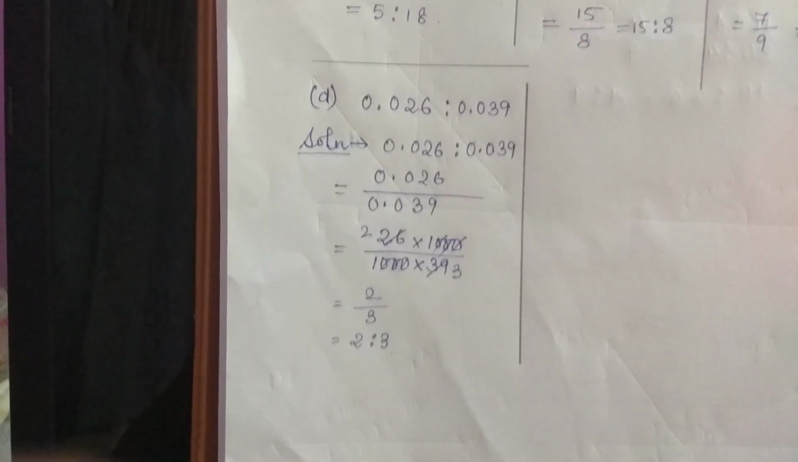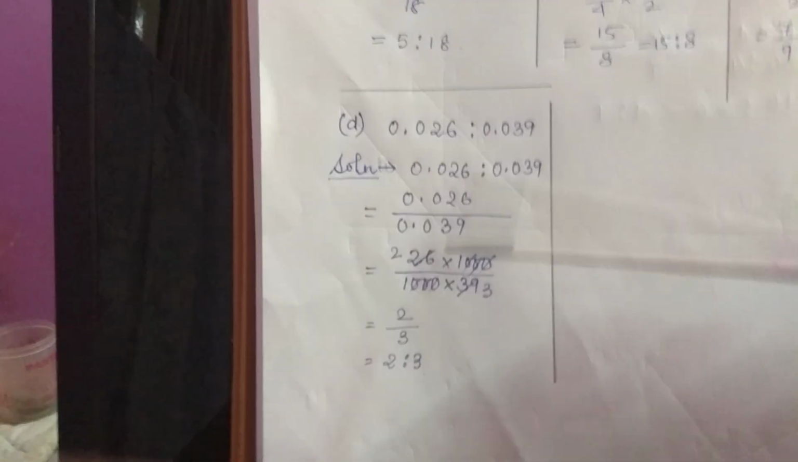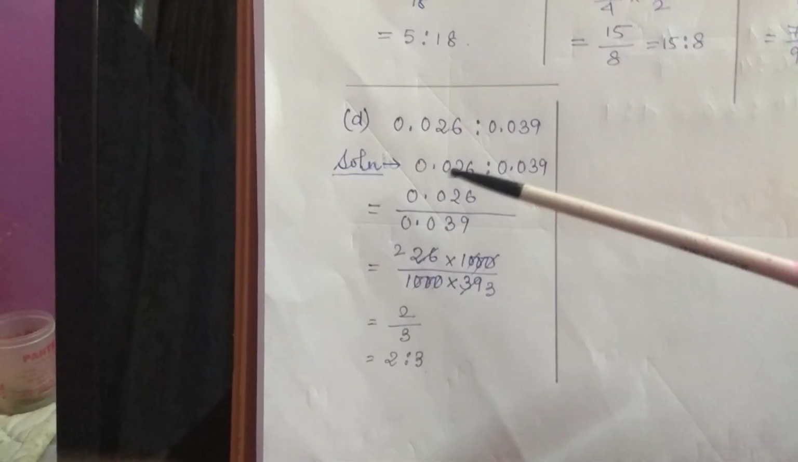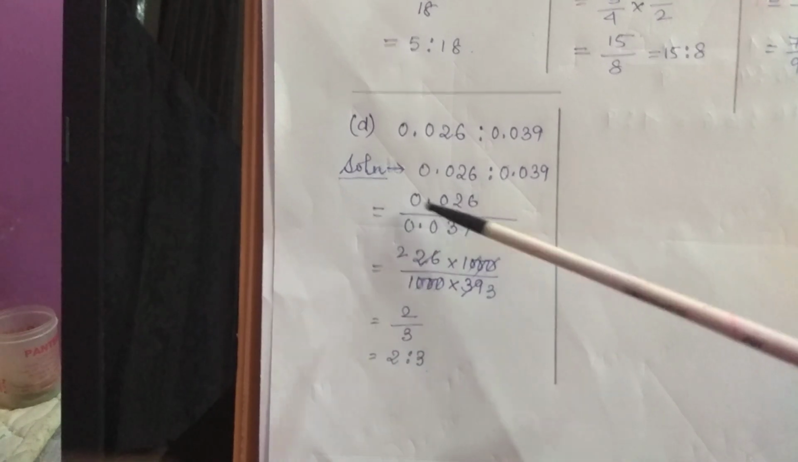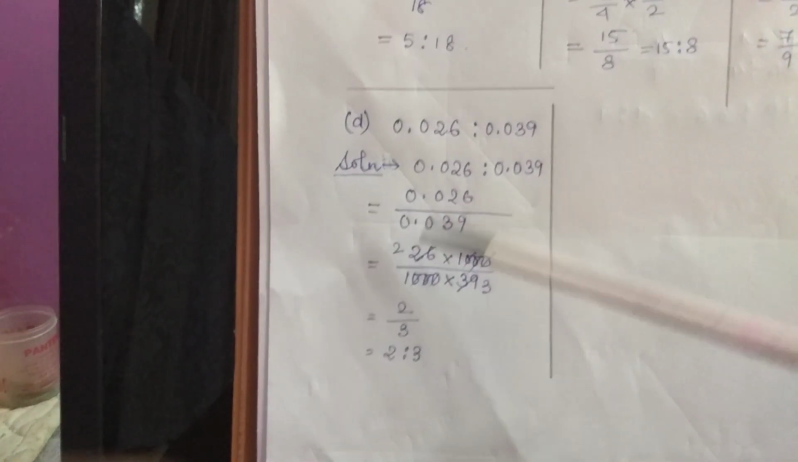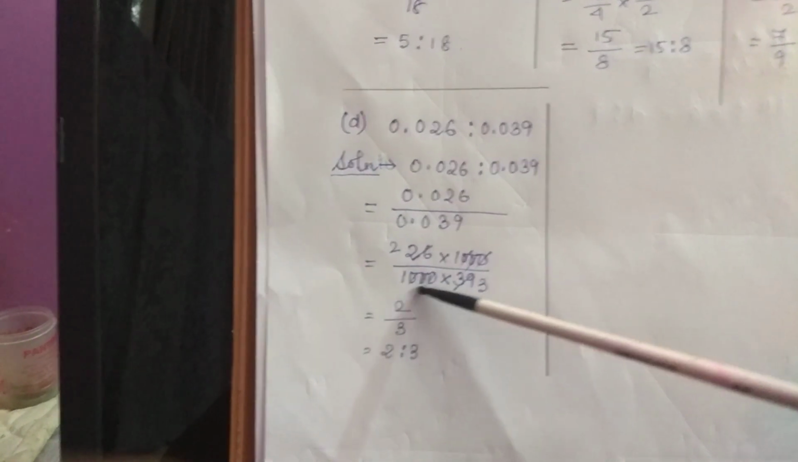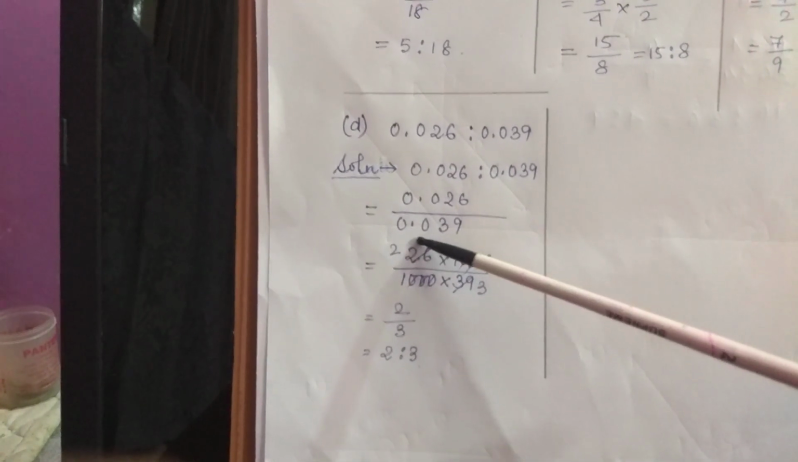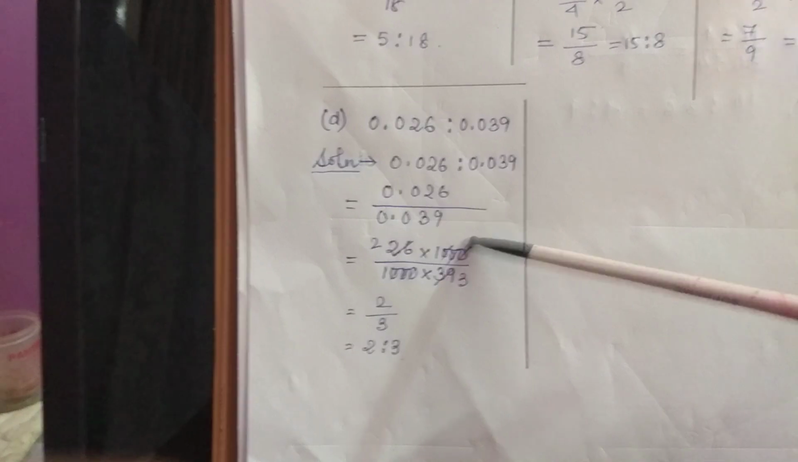What we have done? In decimal form, first we have replaced the decimal. All of you know how to replace decimal. So in the numerator you see after decimal 3 digits, so 1000 appears at the denominator. Same case in the denominator, so 1000 appears in the numerator.